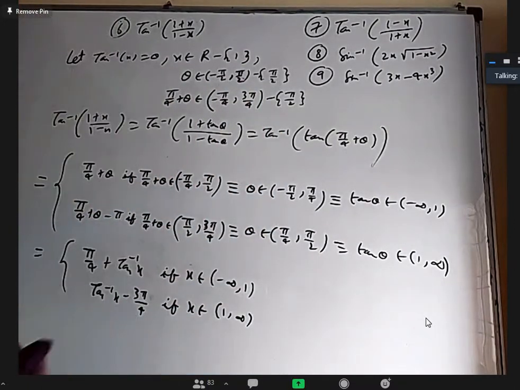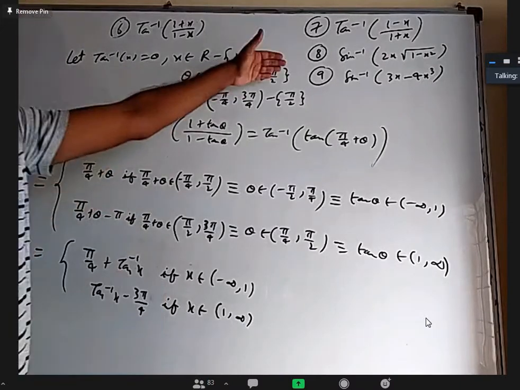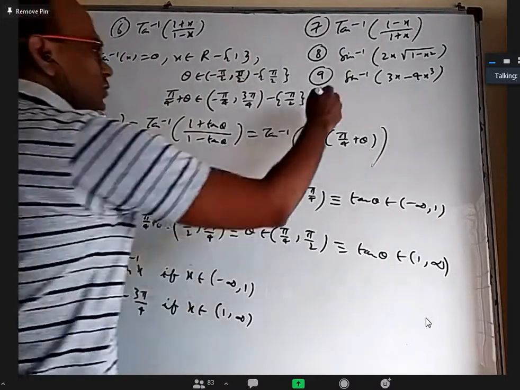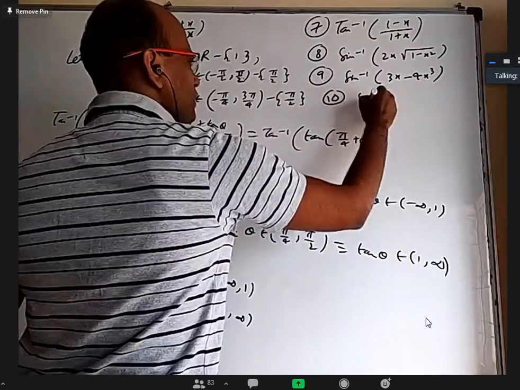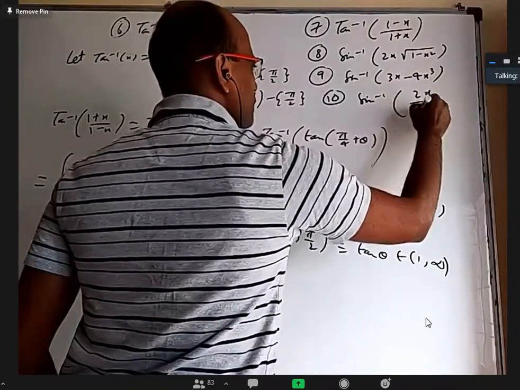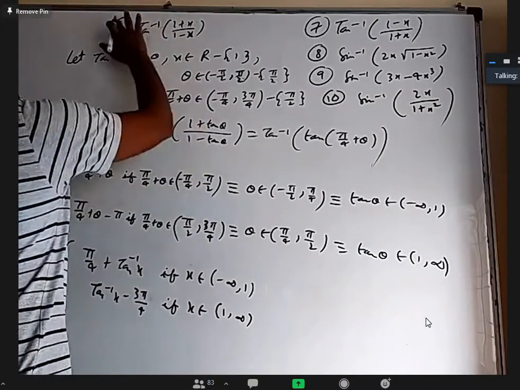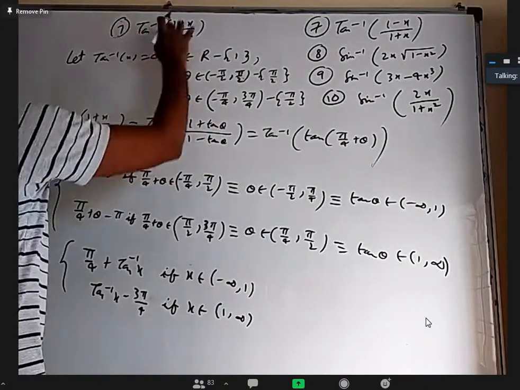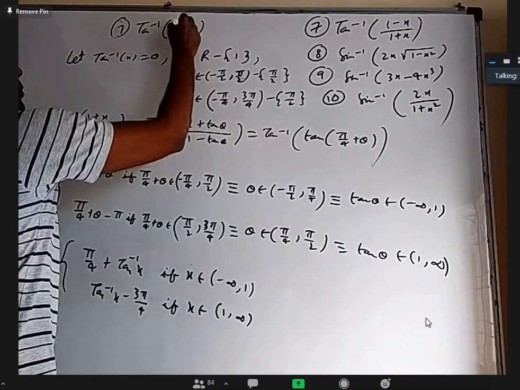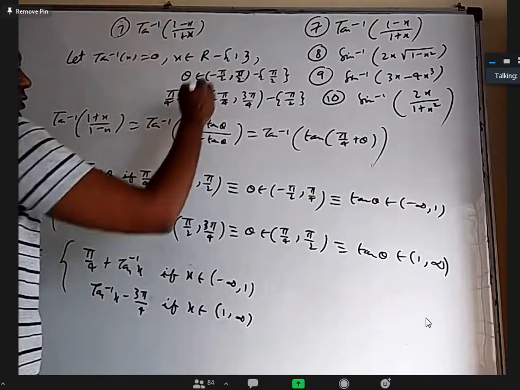Okay, the 7th one you might have completed on your own. Then you can do the 8th one, the 9th one, and even the 10th one I can give, which is sine inverse of 2x by 1 plus x square. Coming to the 7th one now, I'll just correct it here only. Those who could not complete it or are not clear, they can use this.